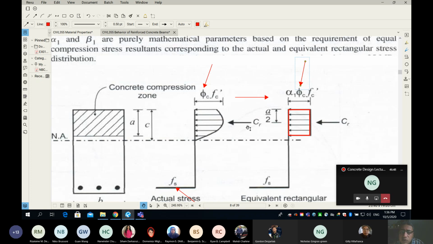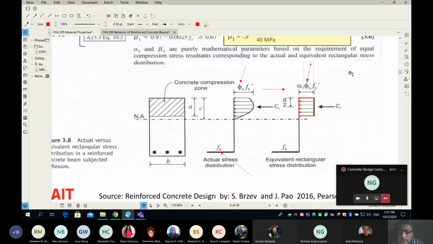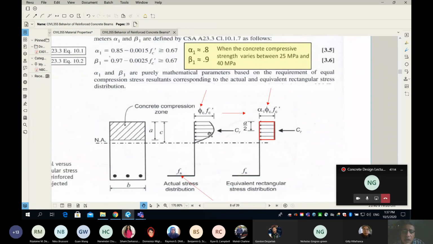However, if I'm able to transform the parabolic shape into an equivalent, look at the name, equivalent rectangular block, then you will see how easy my math is going to be. But knowing the following, that this is going to happen in reality, while this is only for the purpose of my derivation and calculation. Now, how do we do the magic? How do we convert our parabolic shape into equivalent rectangular shape?